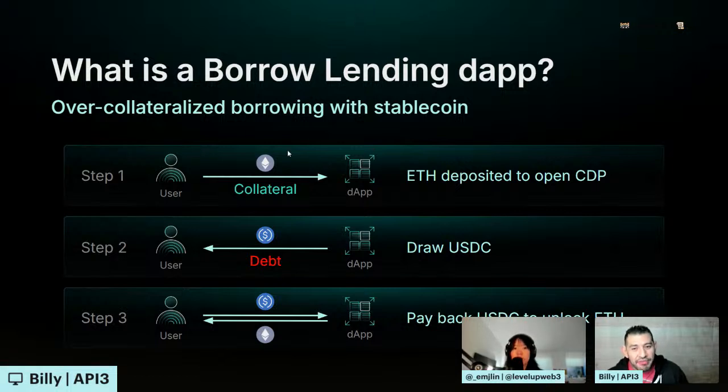So as I said in the example before, we have our collateral, this ETH, and we're going to deposit it into our borrow-lending dApp. I want to draw USDC, right? I don't want to sell my ETH to buy more ETH. I believe in the Trump narrative, Eric Trump is promoting ETH. It sounds like a good deal. I feel like it's going to go up.